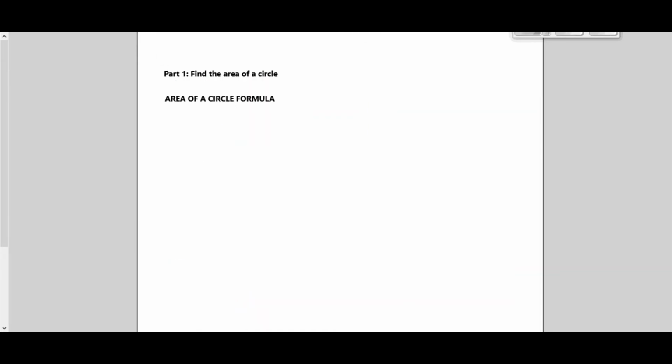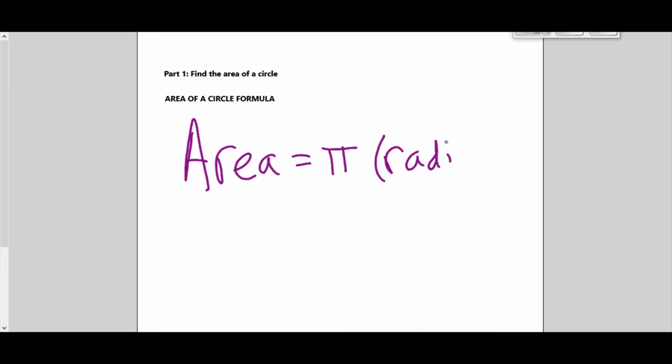But before we do that, let's go ahead and give you guys the area of a circle. The area formula for a circle is area equals pi times the radius, and always use parentheses when you're plugging in the radius, squared.